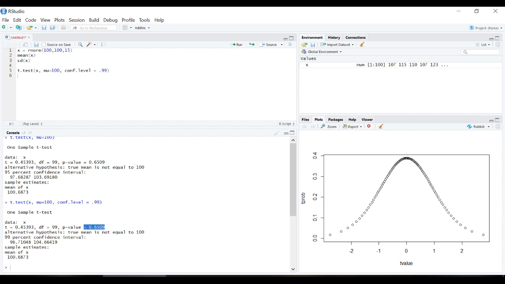Notice that this does not change the p-value, okay? All we're really changing is what our alpha level is when we specify this confidence interval.